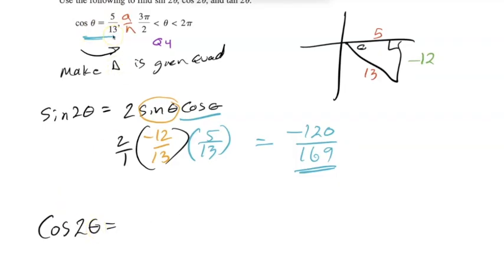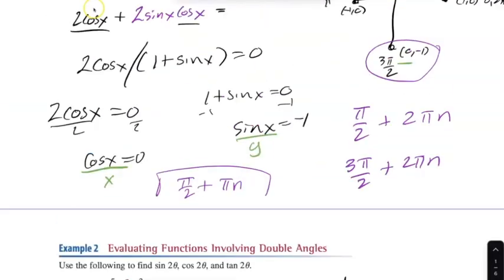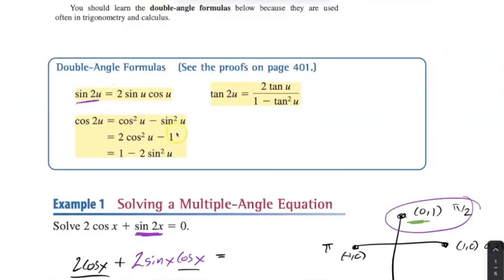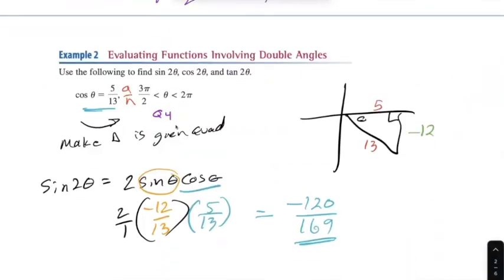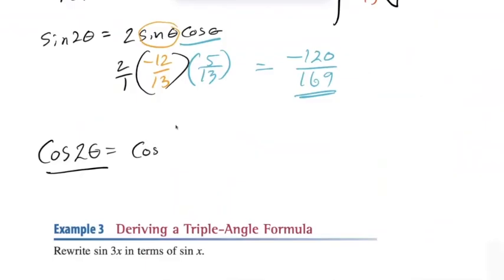What you're supposed to do is, what's cosine 2 theta? That's a formula. There's lots of them. In this case, I'll use cosine squared minus sine squared. This is the one time I like to use that one. So I'm going to use cosine squared theta minus sine squared theta.